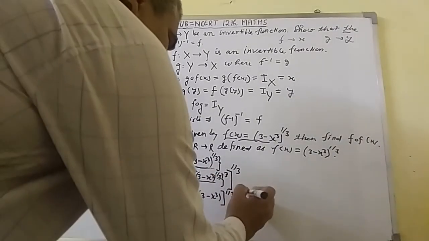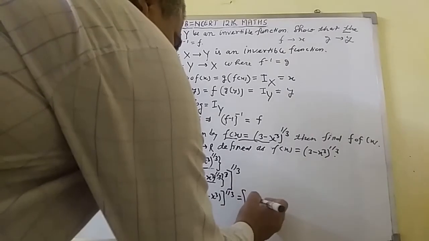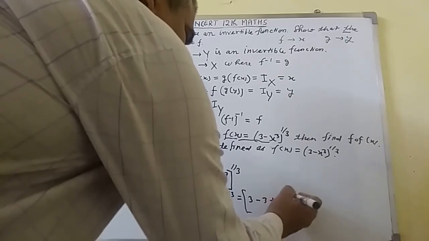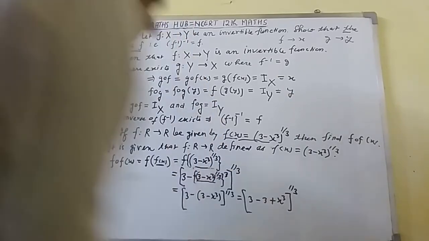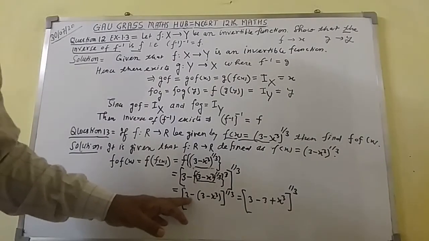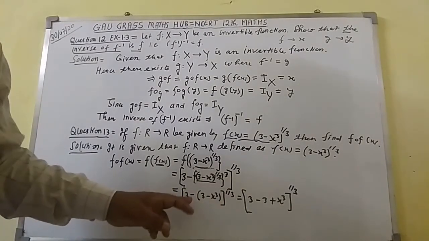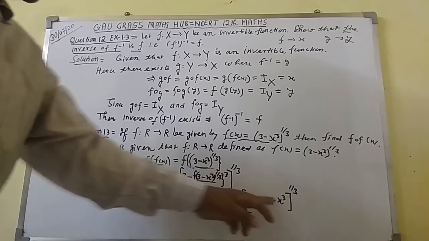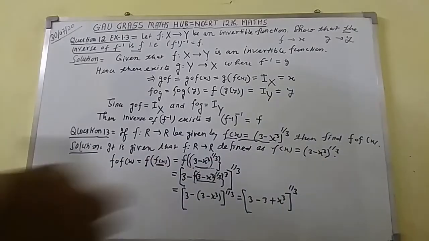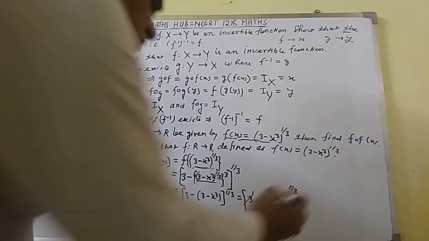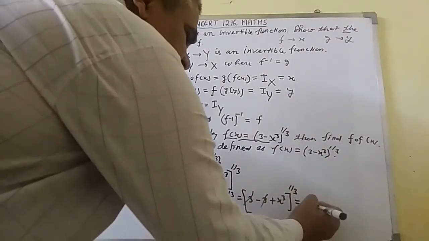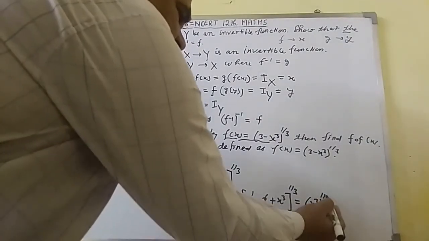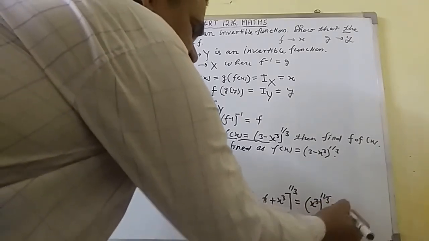And now expand this one. Write 3 minus 3 plus x cube, whole raised to power 1/3. The bracket will be broken, the minus will get inside, so this will become minus 3, and minus times minus will become plus x cube. So plus 3 and minus 3 will be cancelled out. Here you will get x raised to power 3, whole raised to power 1/3. This is also a power, this is also a power, both powers will be cancelled out. Here we will get x.